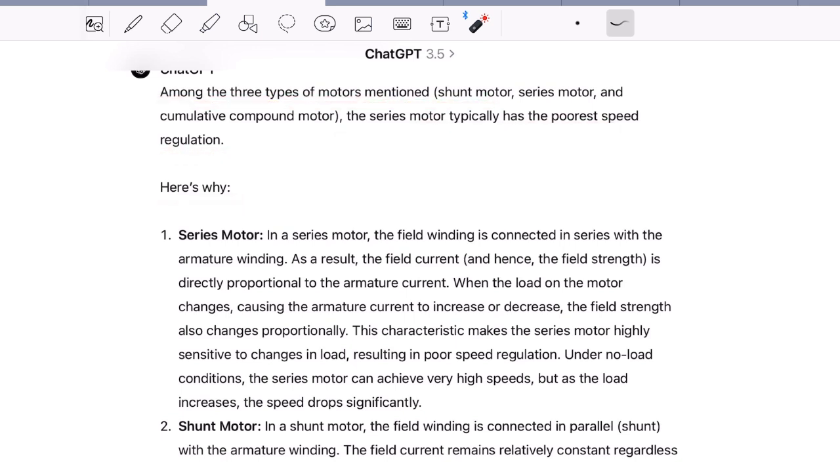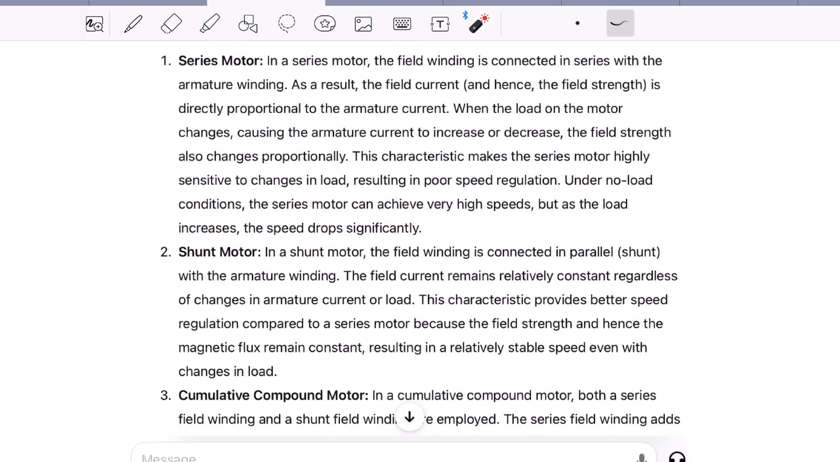Here is why. Series motor explanation. In a series motor, the field winding is connected in series with the armature winding. As a result, the field current is directly proportional to the armature current. When the load on the motor changes, causing the armature current to increase or decrease, the field strength also changes proportionally. This characteristic makes the series motor highly sensitive to changes in load, resulting in poor speed regulation. Under no load conditions, the series motor can achieve very high speeds, but as the load increases, the speed drops significantly.